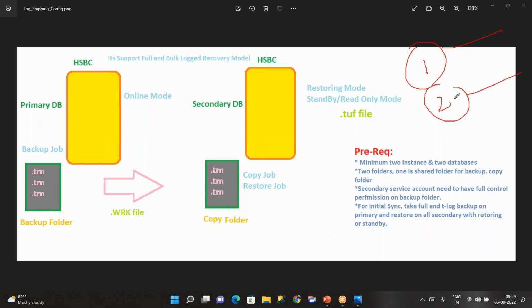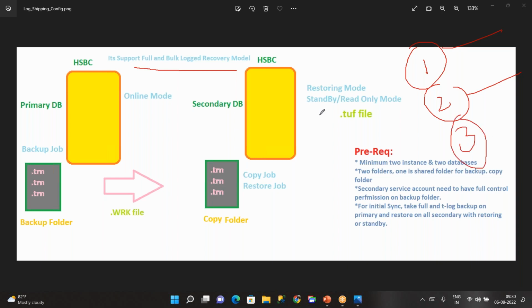Second point is, your database recovery model should be full or bulk logged. That is also very important. Your database recovery model should be full or bulk logged.